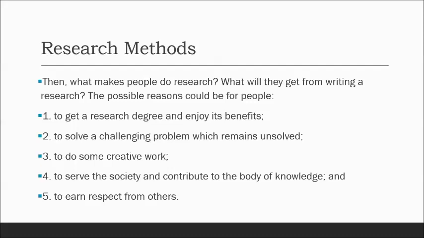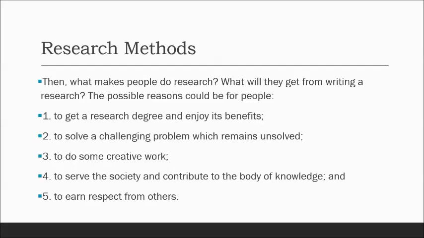Okay. So number two, to solve challenging problems which remain unsolved. Say for example, ikaw bilang IT student, gusto mong gumawa ng isang system na nakakapag-generate ng ganitong results, say for example.